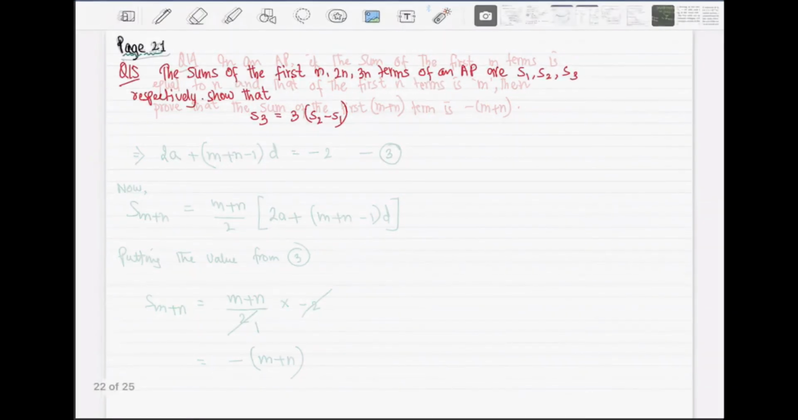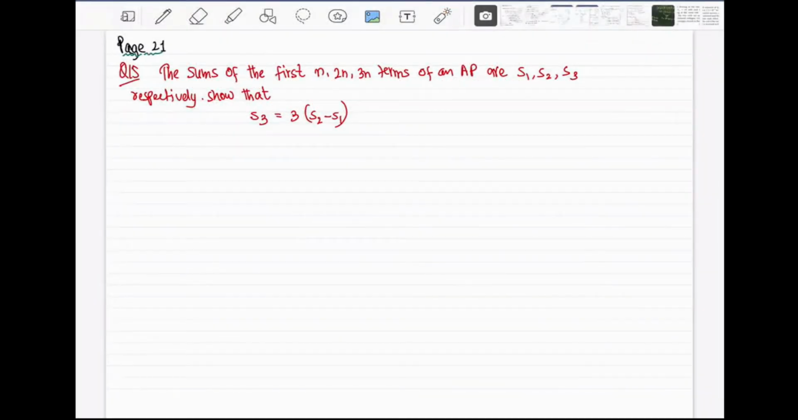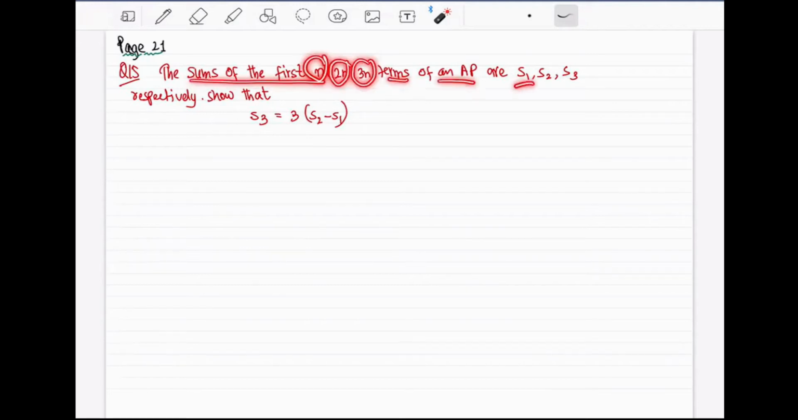Okay. Now let's look at the next question. Next question has been asked too many times. Okay, so better learn to do this. Let's see the question. The sum of the first n, twice n, thrice n terms of an AP are S1, S2, S3 respectively. So we have to show S3 is equal to 3 whole bracket S2 minus S1.